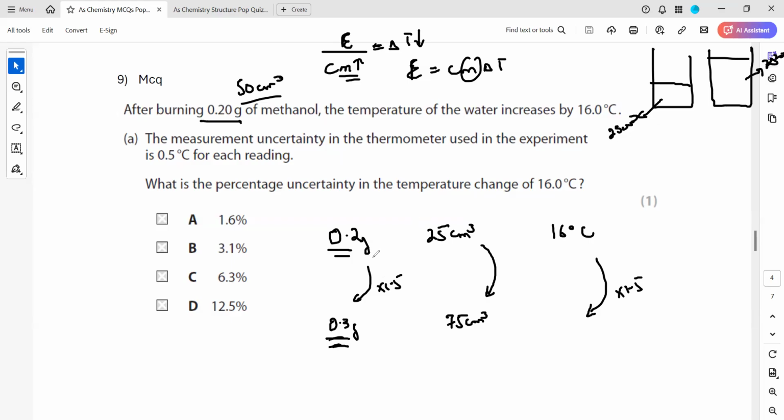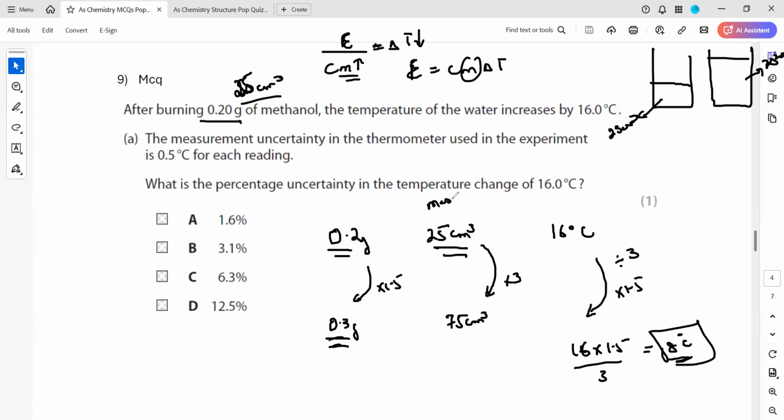So if the mass of the fuel in the combustion is multiplied by 1.5, the temperature change will also be multiplied by 1.5. Same thing here. Let's take the original volume as 25 cm³ and now you're using 75. So if the volume of the water is tripled, the mass of the water is tripled, what will happen to the temperature change? The temperature change will decrease by the same factor, 3. So in that case, it will be 16 multiplied by 1.5 divided by 3, so this will be 8 degrees.